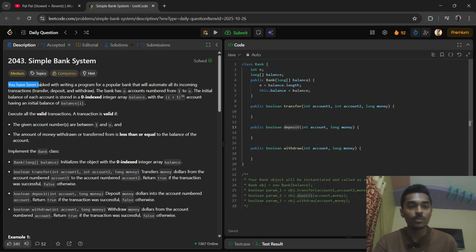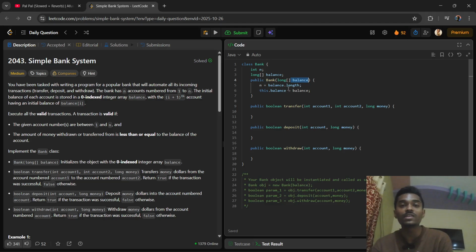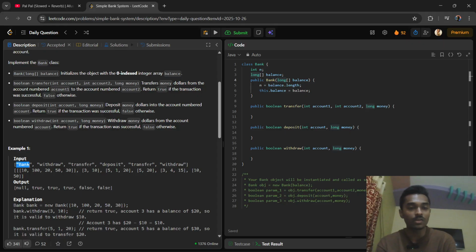So you have been tasked with writing a program for a popular bank's incoming transactions. Initially the bank gives us a balance array, which is nothing but the initial balance of all the customers. For example, an array of size 5 means we have 5 accounts, and these values like 10, 100 are the initial balances. Account 1 has an initial balance of 10, account 2 has 100, and account 5 has an initial balance of 30.